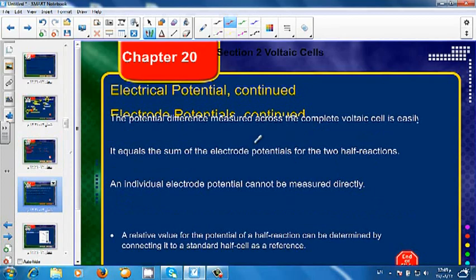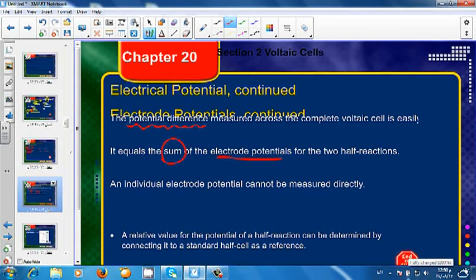The potential difference measured across a complete Voltaic cell, we can easily measure the potential difference. It equals the sum of the electrode potential for the two half reactions. So if I got the electrode potential for the zinc half reaction and the copper half reaction, the oxidation half reaction and the reduction half reaction, and then we combine them together, in this case I can easily calculate the potential difference for any Voltaic cell or electrochemical cell.